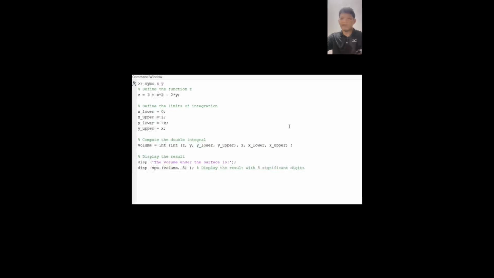For the last percent is display the result, which is DISP, display the volume under the surface. For the answer we get 3.5.